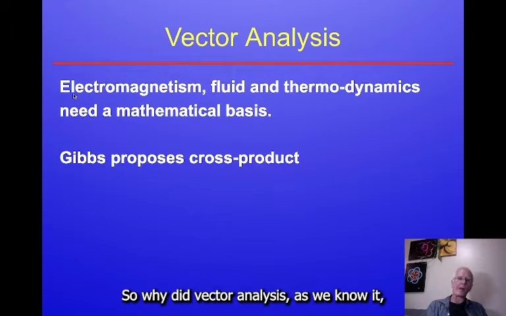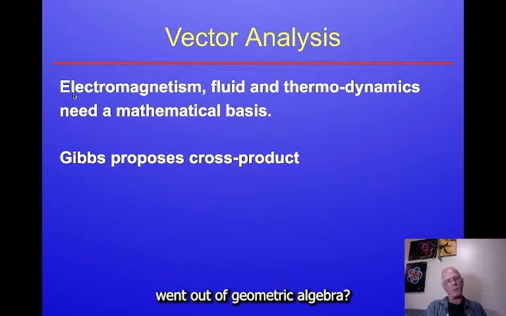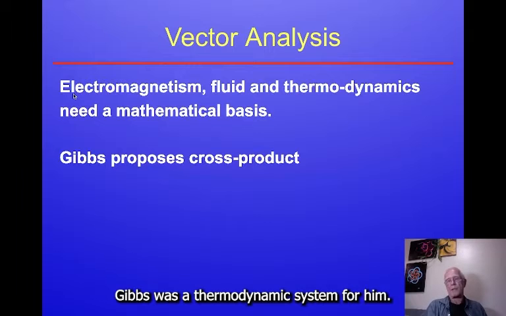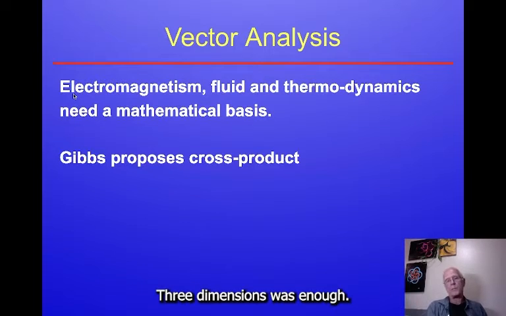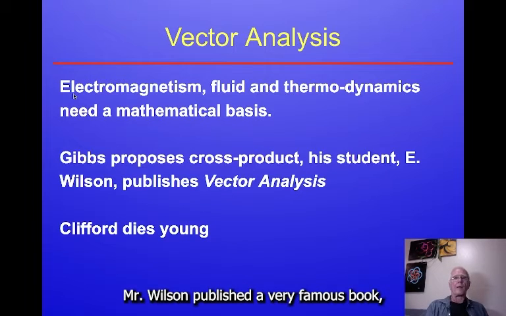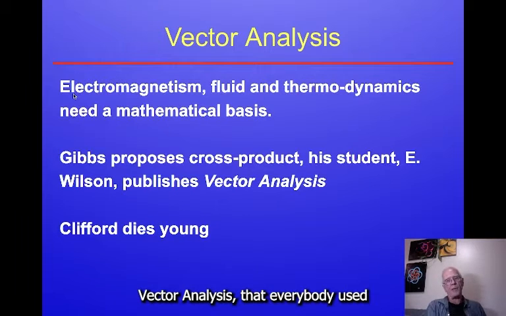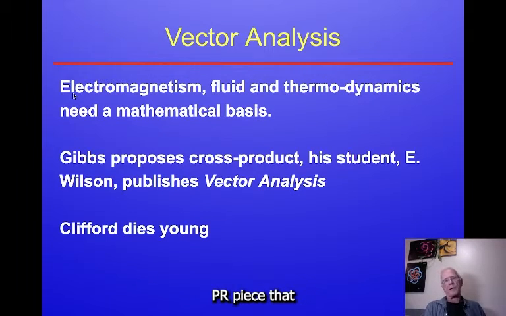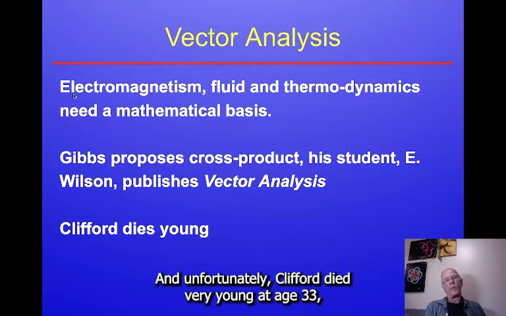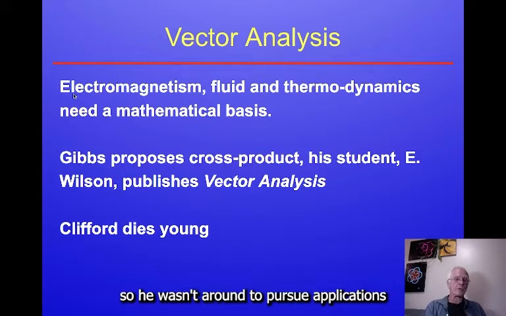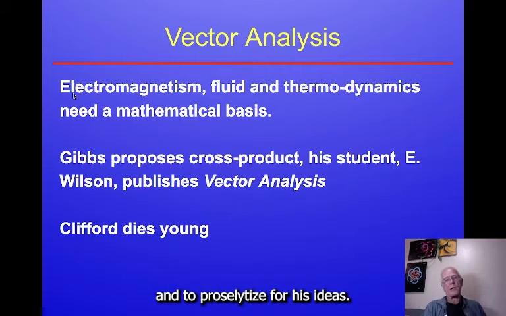So, why did vector analysis, as we know it, win out over geometric algebra? First of all, Gibbs proposed the cross product, which solved the problem in 3 dimensions. Gibbs was a thermodynamicist, and for him, 3 dimensions was enough. He wasn't thinking higher. His student, Wilson, published a very famous book, Vector Analysis, that everybody used and was perhaps the greatest PR piece that vector analysis had at the time. And unfortunately, Clifford died very young at age 33. So he wasn't around to pursue applications and to proselytize for his ideas.